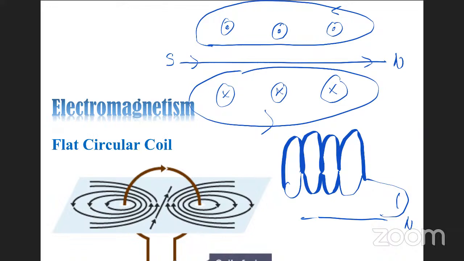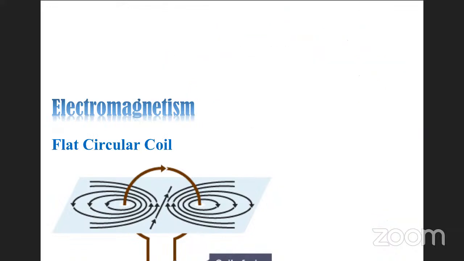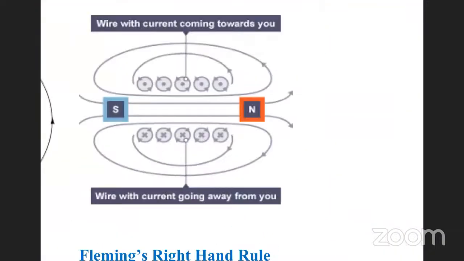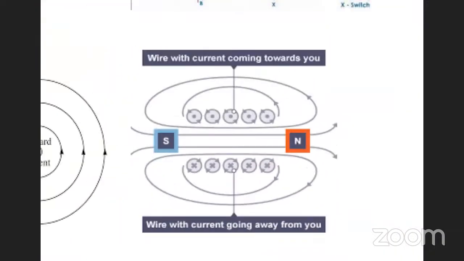So what you all need to remember is that dot means current coming out, X means current going in. And you're using the same right hand grip rule, but in a different way. Instead of the fingers showing current direction, the thumb points to the magnetic north. And this rule only works for this solenoid. Now, we learned a little while ago that whenever you have two magnets together, they either attract or repel.